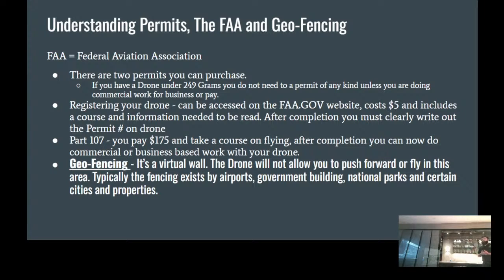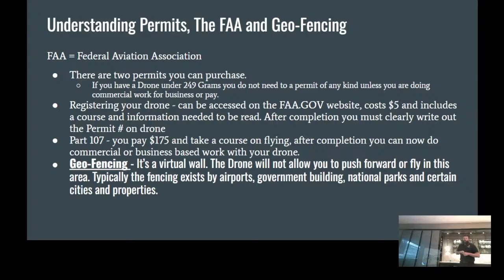Next, registering your drone. If you are going to register your drone, this can be done and accessed on the FAA.gov website. Costs roughly $5. This could have changed over time. Includes, of course, information that you got to read. After you complete it, though, you got to just clearly write out the permit number on the drone. This is if you're using larger drone units that are over the 249 grams. You have to register your drone. If you are worried about it for any reason, you can then go ahead and just register for fun. But if it's under 249 grams, which drones will clearly label on the side, then you're okay.